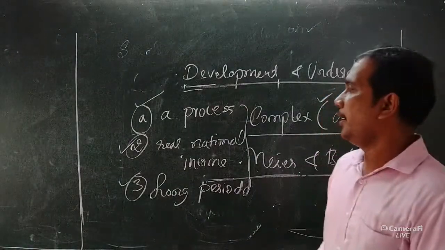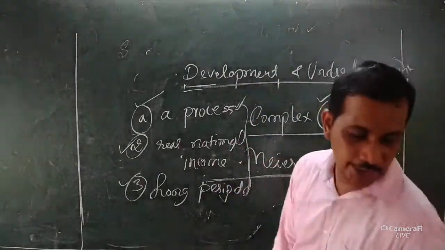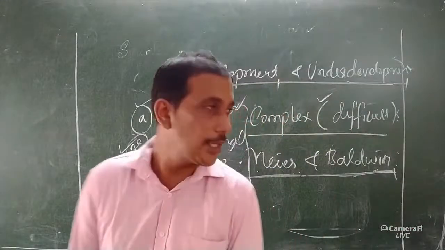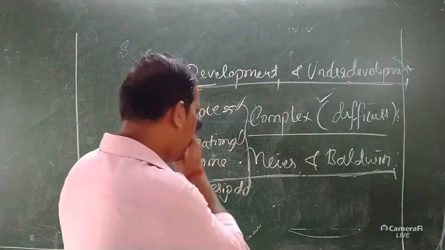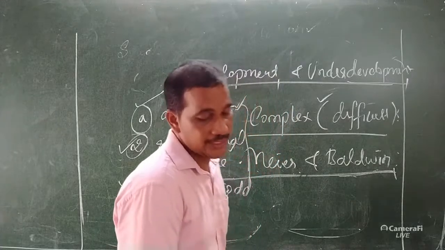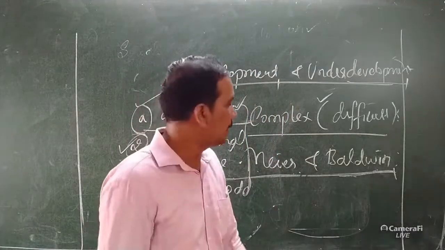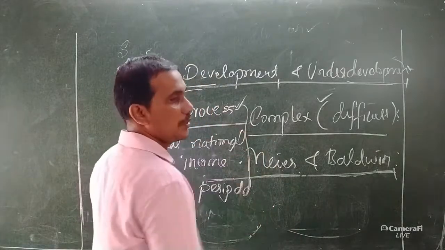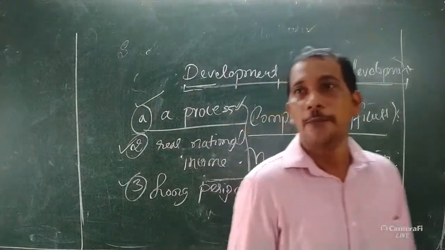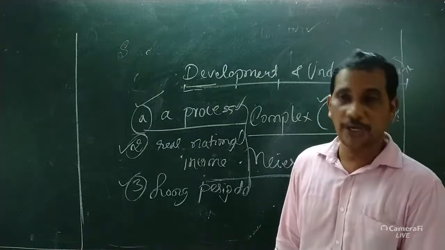Let us discuss briefly what a process is, what real national income is, and what a long period is. The first one, a process. The term process here refers to the operation of the forces that bring about changes in the supply of factors of production and in the structure of demand for the products also. Remember, this one is a little bit difficult.